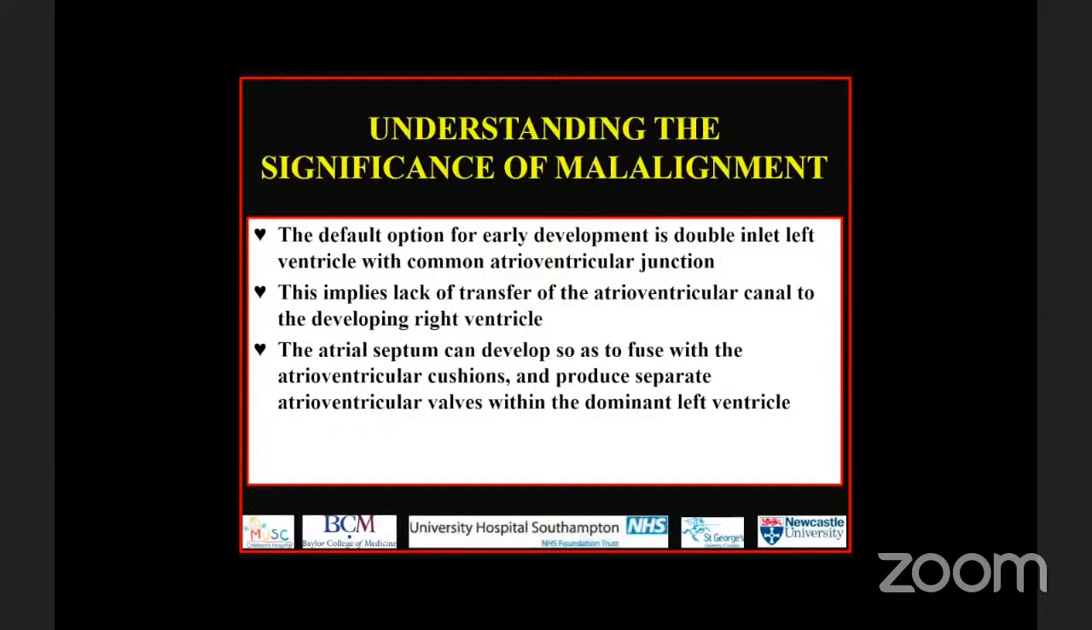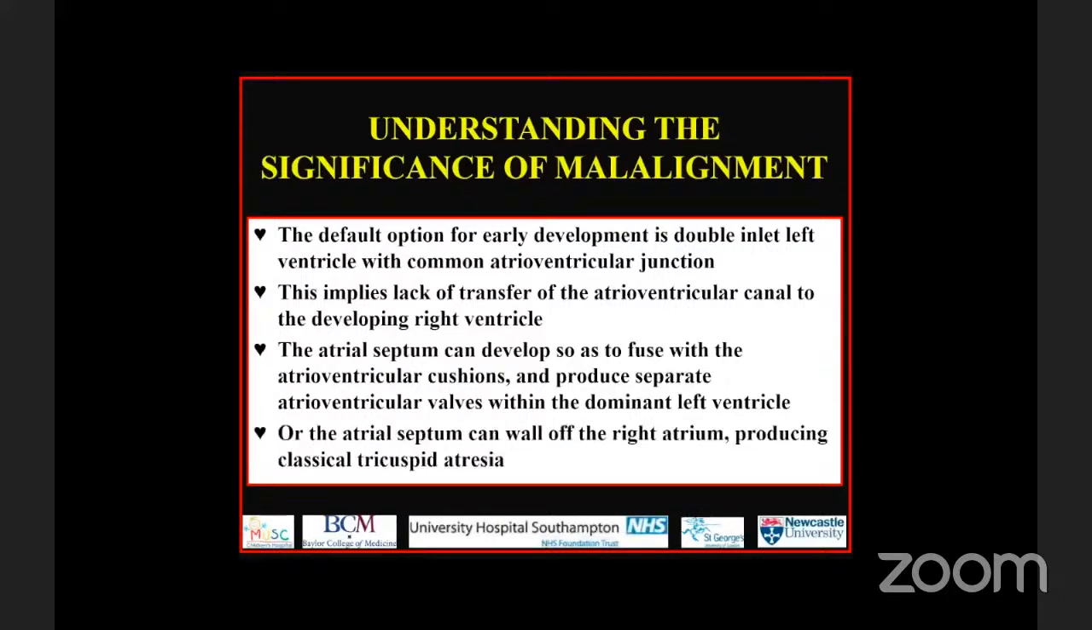We also need to take account of what is happening to the atrial septum, because the atrial septum can grow so as to fuse with the atrioventricular cushions, and that will separate the atrioventricular junction whilst it's still connected to the dominant left ventricle. So the development of the atrial septum will determine whether we have a common atrioventricular orifice connected to the left ventricle or separate orifices joining into the left ventricle.